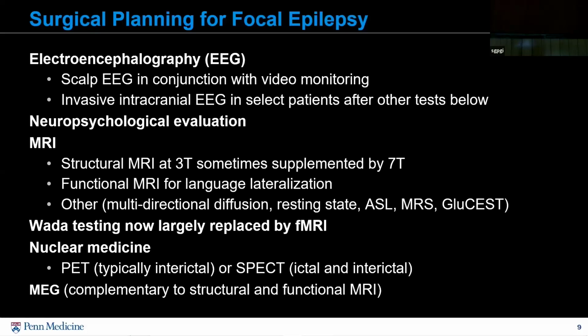We do functional MRI for language lateralization, which has largely replaced the Wada test. We do nuclear medicine studies, primarily FDG PET, looking for areas of hypometabolism. We also do SPECT, although it's less practical. And we do have a magnetoencephalography, or MEG, device at the Children's Hospital of Philadelphia that can localize epileptic spikes and also complements functional MRI.